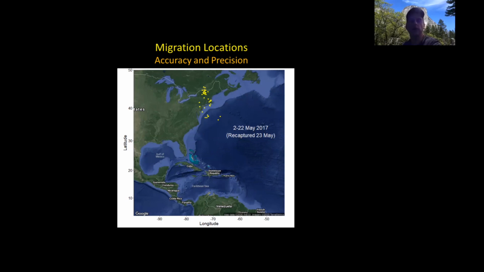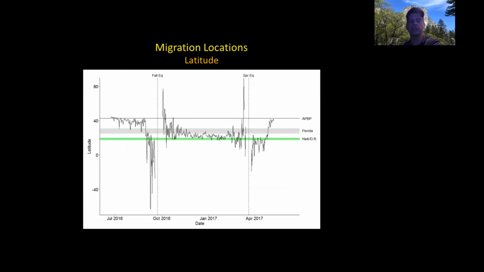Here's another way to look at these data. If we just look at how the latitude is changing over time, the solid black line represents the latitude of the Pine Bush. The gray area represents the latitudinal band of Florida, and the green band is a latitudinal band containing Haiti and the Dominican Republic. So the latitude is very noisy around the equinox.